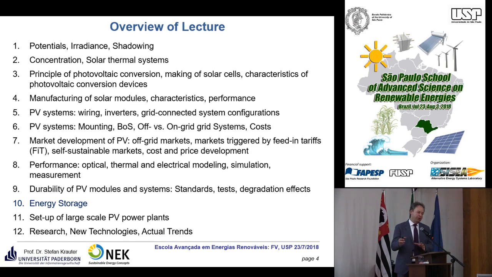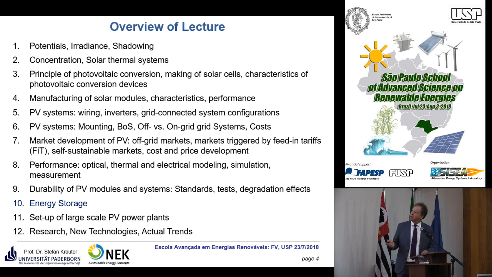Not only generation is important, but also what we do with energy, how we get it to the customer. Sometimes we have to store it, which is not very favorable because it's now more expensive than the generation, as you will see later. But first we start with the potential of solar energy, irradiance and so on. Then we go historically to solar thermal systems, concentration of solar irradiance. Then I come to photovoltaic energy conversion and the manufacturing of cells, modules, the characteristics and performance. Then we come to the system size, how we interconnect solar modules to each other, what we need to connect them to the grids, explain a bit about inverters, and then mounting, UPS and off-grid systems.